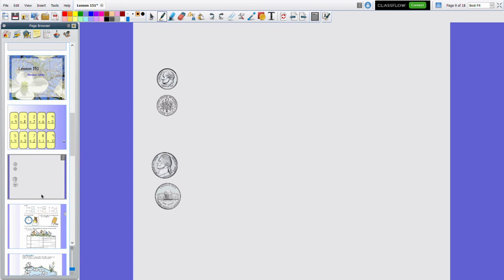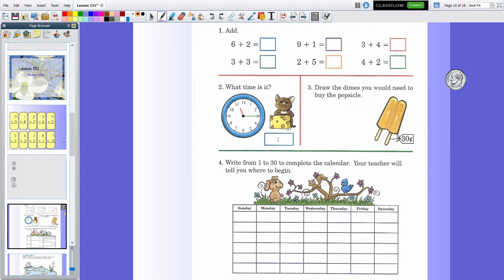Okay, those are going to go back. Let's look at our paper. And on our paper, we have addition on the top. And you guys are good at that, so I'm just going to let you do that by yourself. We're going to go down here to the clock.